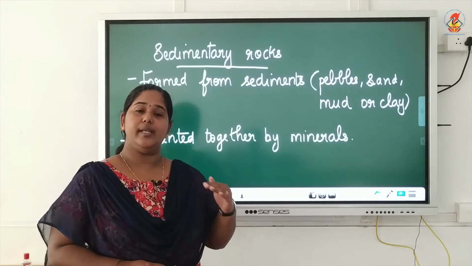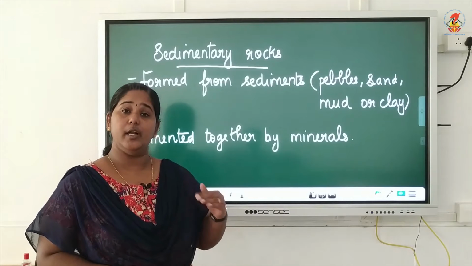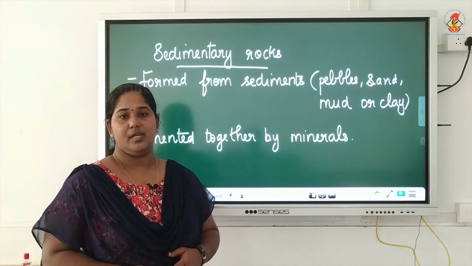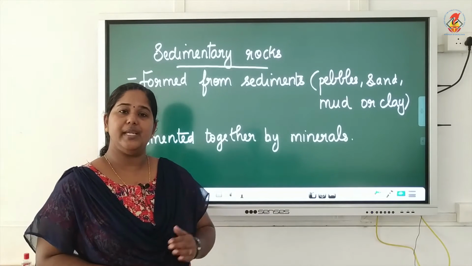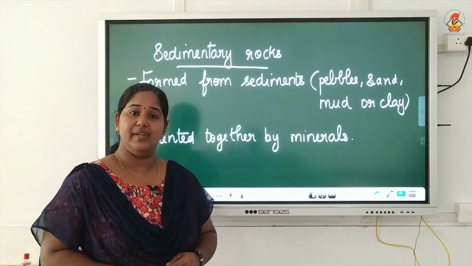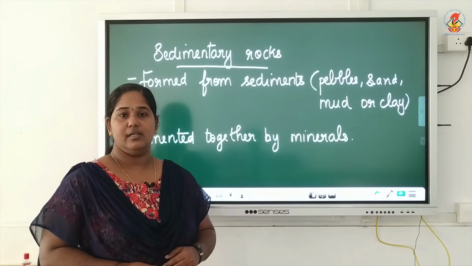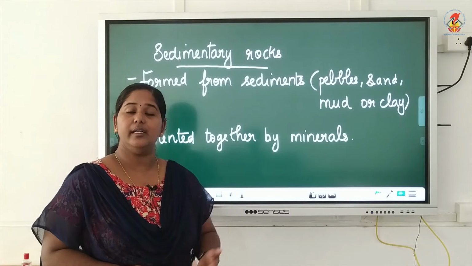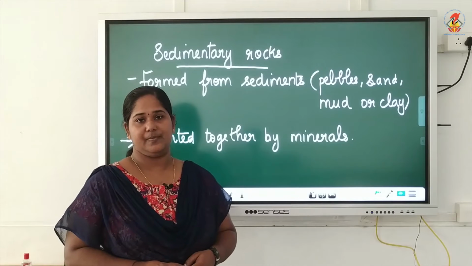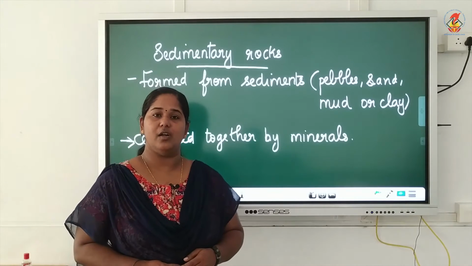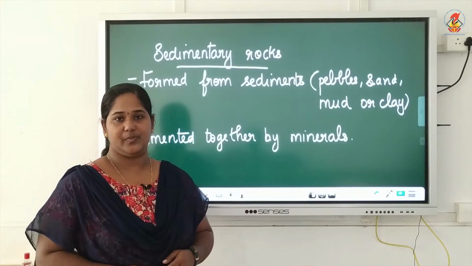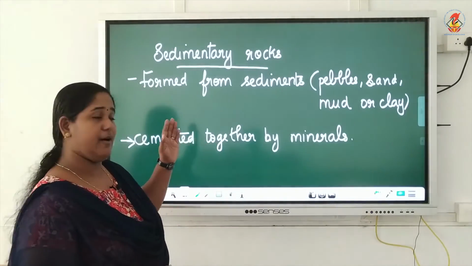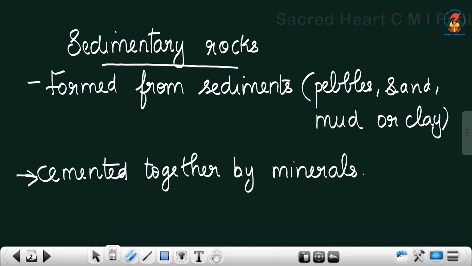They continue depositing as layers, one on top of the other. Because of this repeated deposition of layers, the lower layers get pressed and harden to form rocks. These rocks are called sedimentary rocks. So sedimentary rocks are formed from sediments. What are these sediments? They can be pebbles, sand, mud or clay.